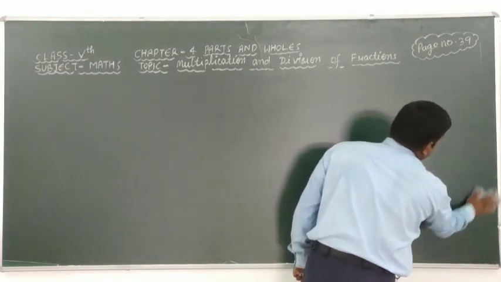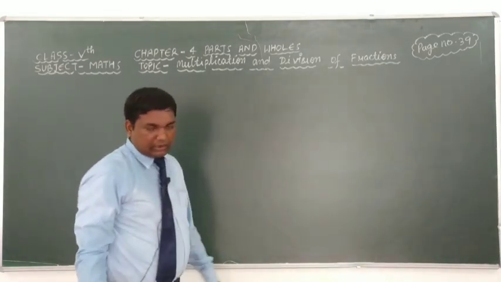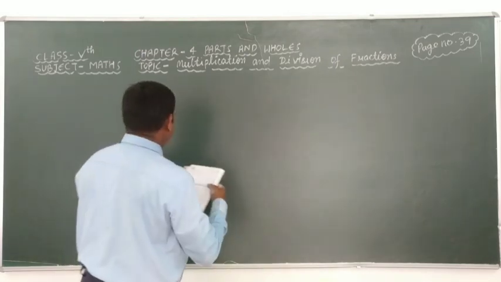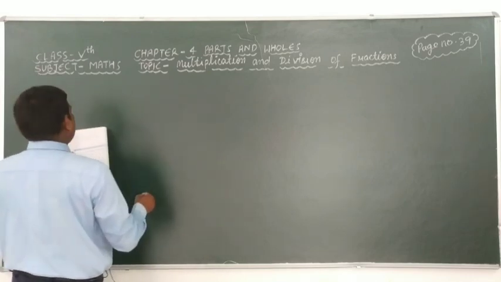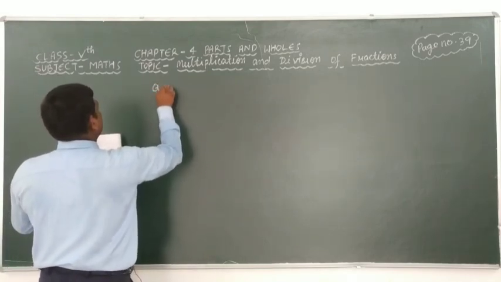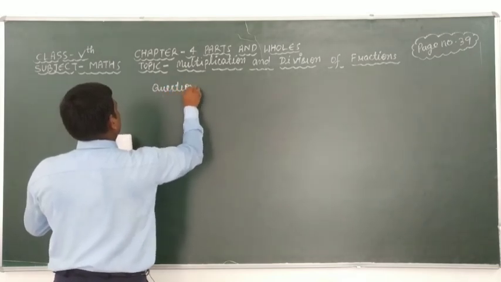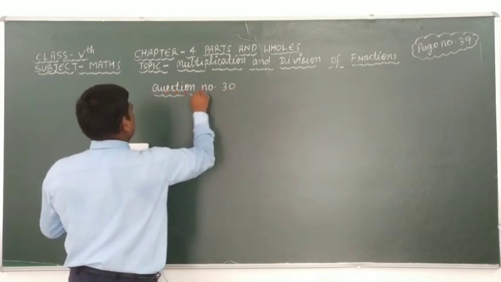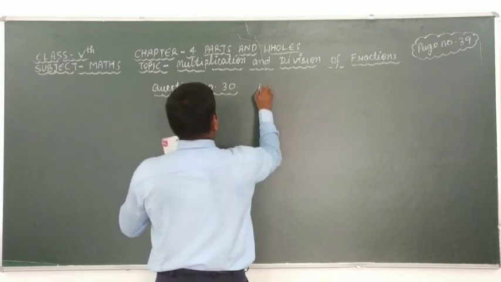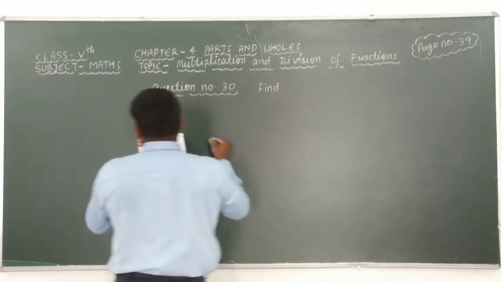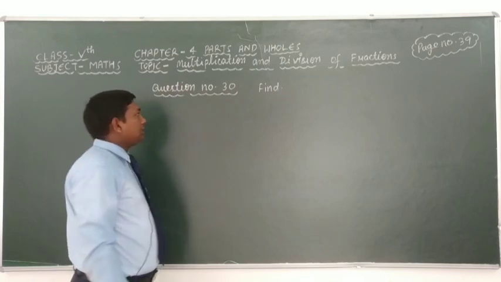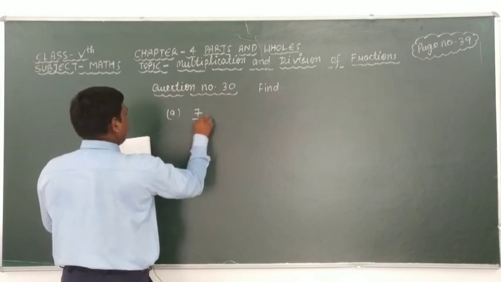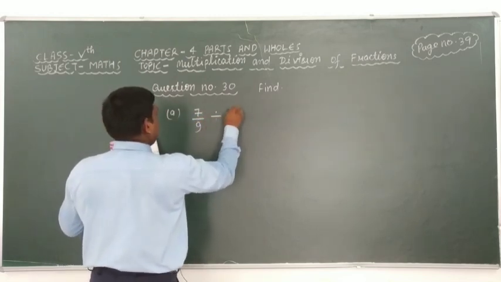Now question number 29 is completed. Now let's start question number 30. Find. Question number 30 has 6 parts. Question A is 7 over 9 divided by 5 over 3.